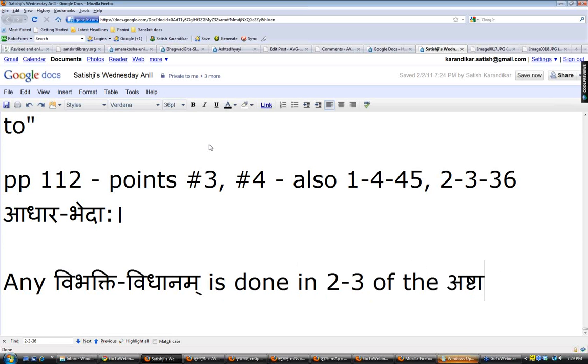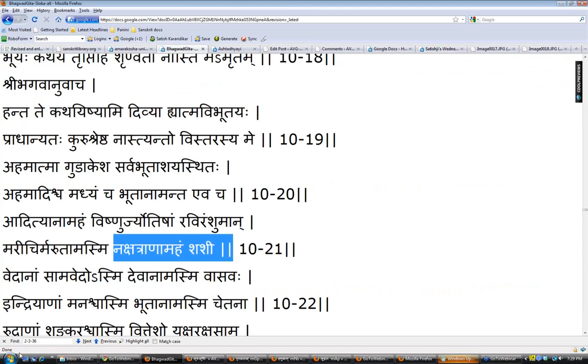Satishji, outside the Saptami, I have one question if you can spend 1 minute on it. In Gita chapter 7, Vibhakti is not Saptami. Mayi asaktamanah partha yogam yunjan mad-ashrayah. Mad-ashrayah is Panchami. No, it's not Panchami, it's a Samasa.